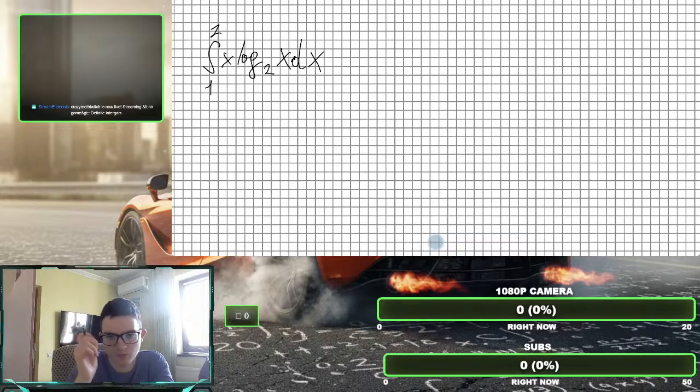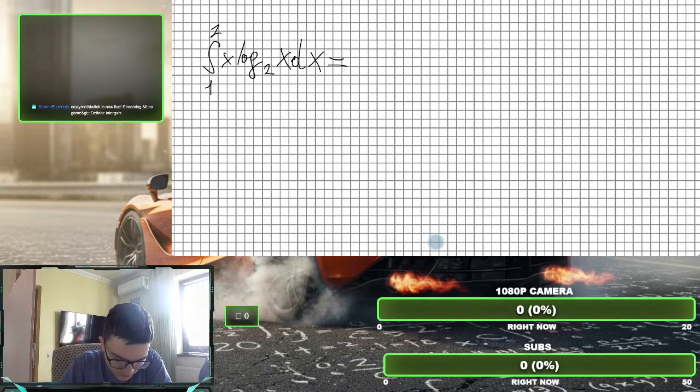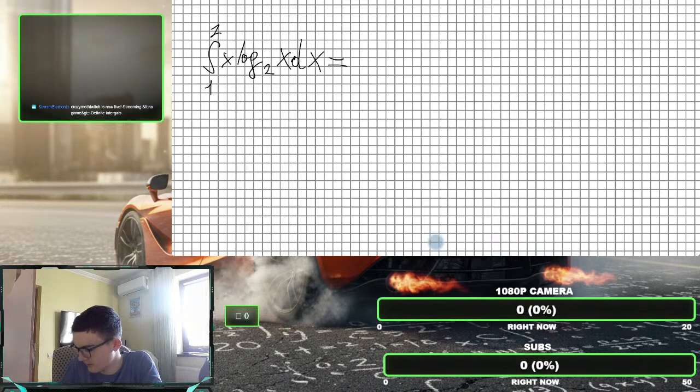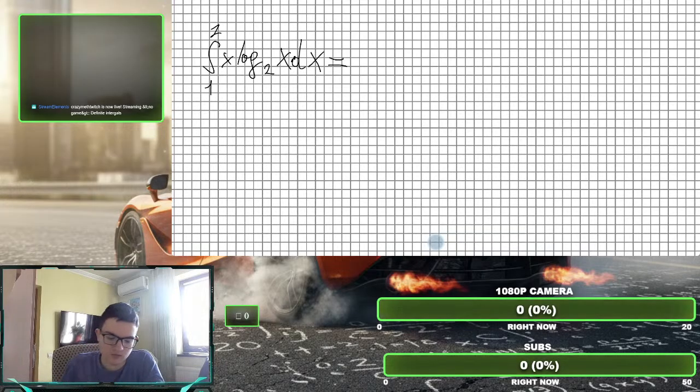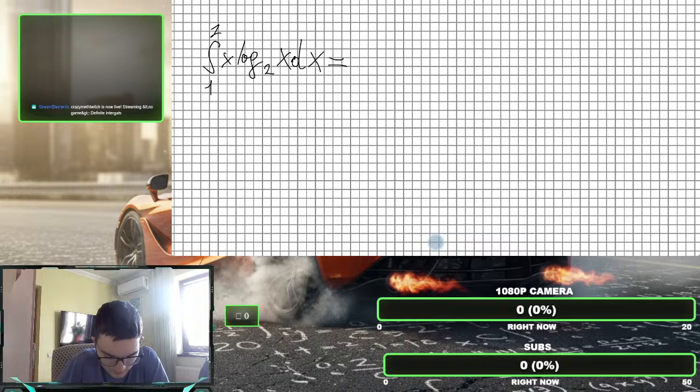I've written my integral. Now I'm just gonna try to do it. This is gonna be equal here. And we've got a log of 2. I think I never did this type of exercises. And with a log, I don't see any formulas. So I think here I need to use the integration by parts.